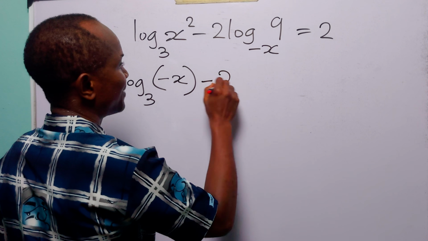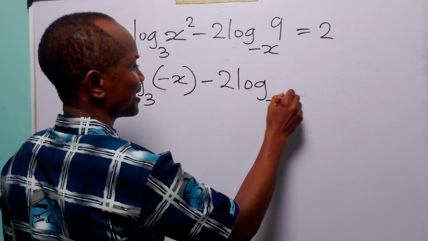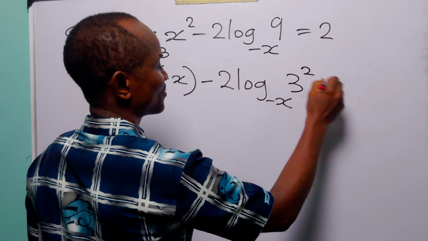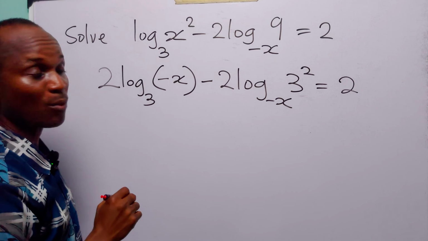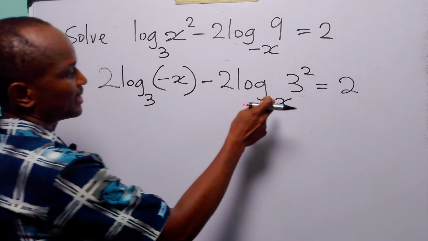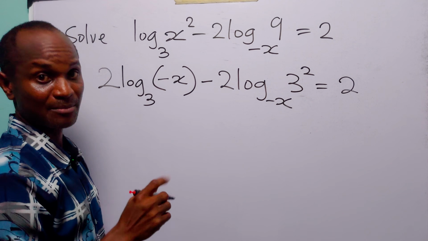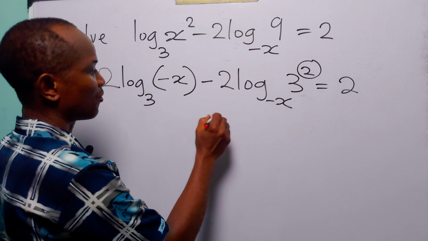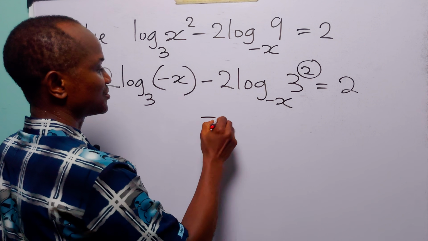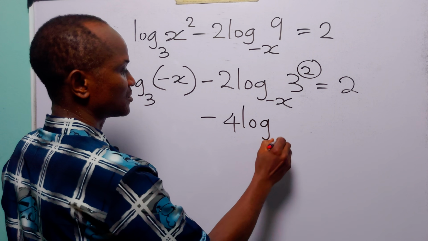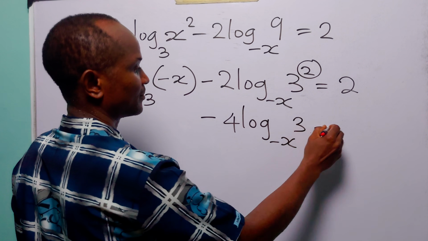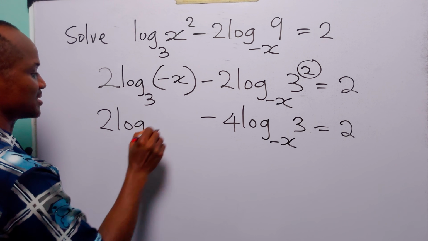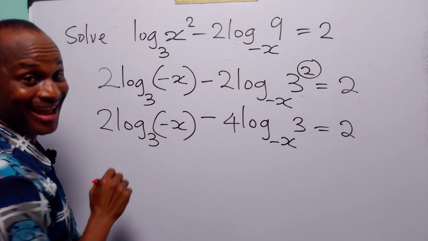Now, here we have minus 2 times log to base minus x of 9. But instead of 9, we will write 3 squared. And of course, this is still equal to 2. Now, let us also apply the power rule to this term. Let us bring down 2 to the front to become a multiplier. When we do that, here we now have 2 times 2, that is 4 times log to base minus x of 3. And here we still have 2 times log to base 3 of minus x.